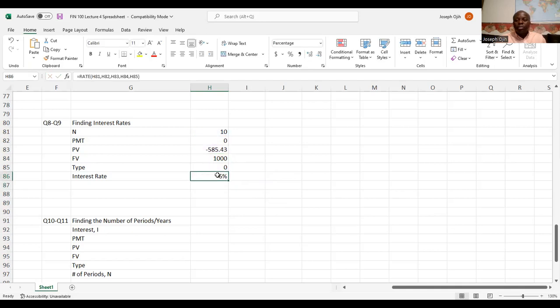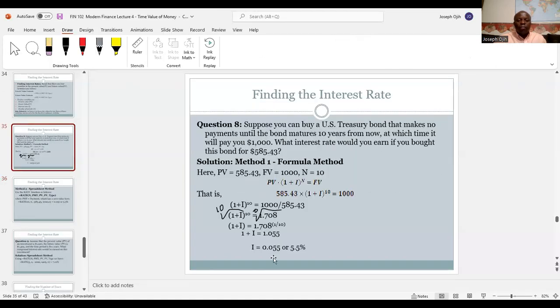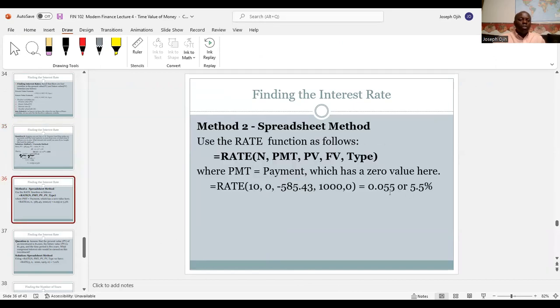6%. Why 6%? Because it rounded it. If you make it 2 decimal places, it will give you 5.5%, which is the same thing we got when we used the formula method. As you can see here, I have it in the section for the formula method, 5.5%, or here, 5.5%. So this is basically how it works. You can determine the rate of return on an investment using this method.